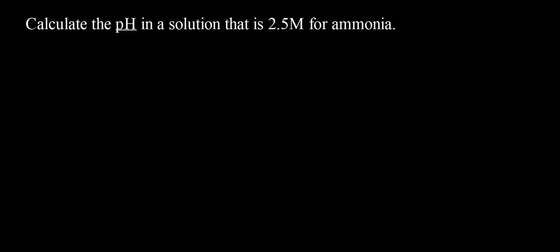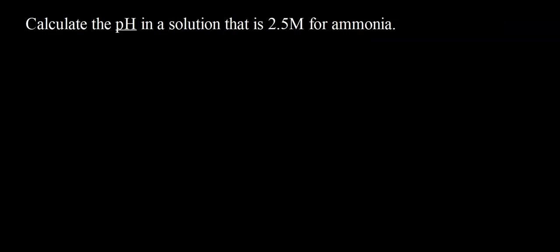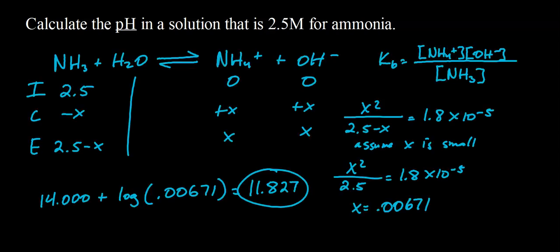Determine the pH of a solution that is 2.5 molar in ammonia. The Kb for ammonia, I'll just flip ahead again to this next question, Kb for ammonia is 1.8 times 10 to the negative fifth. So we're not working on this question here, but rather this one here. Go ahead and pause and set that up. All right, so here's our setup.